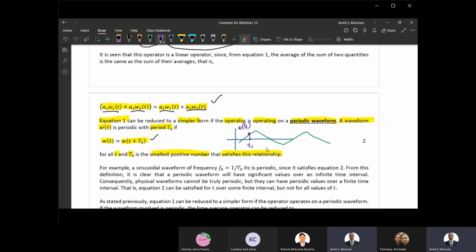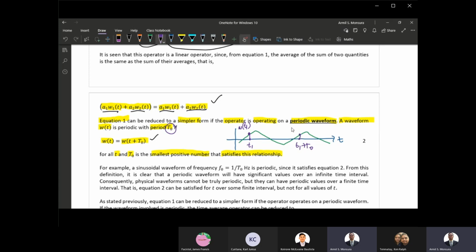Now, if there is a number t0, such that we add it to t1, halimbawa ito si t1, tapos idinagdag natin si t0. Dito siya lalabas, si t1 plus t0. Now, this will be the value of your waveform at that point.